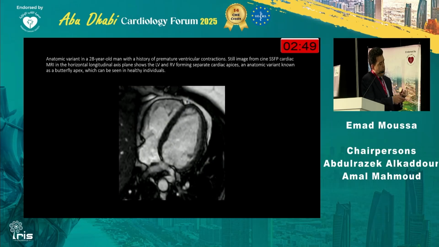This is another example which we call butterfly apex of the ventricle. This is normal anatomy, and this is how the ventricle looks. The key to differentiate this from a case of non-contracting apex is to look at the cine and monitor the proper contraction of the apex to differentiate from a case of ARVC.